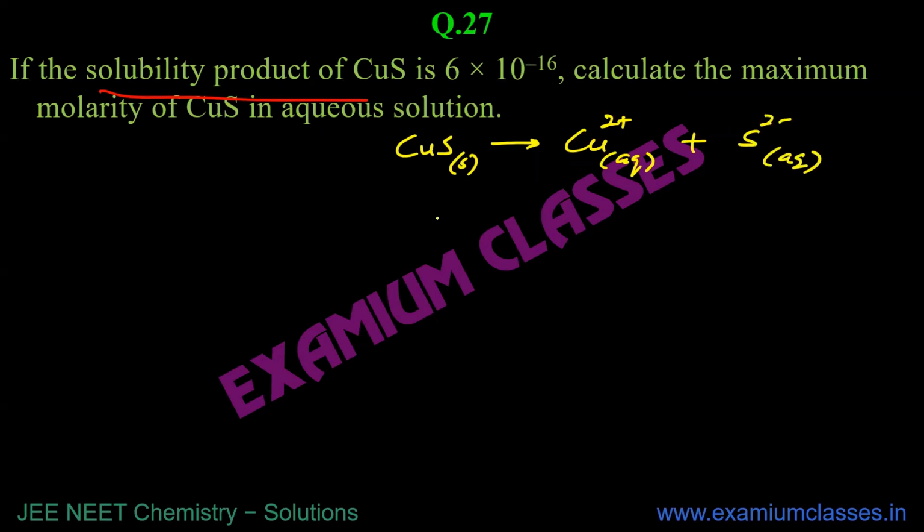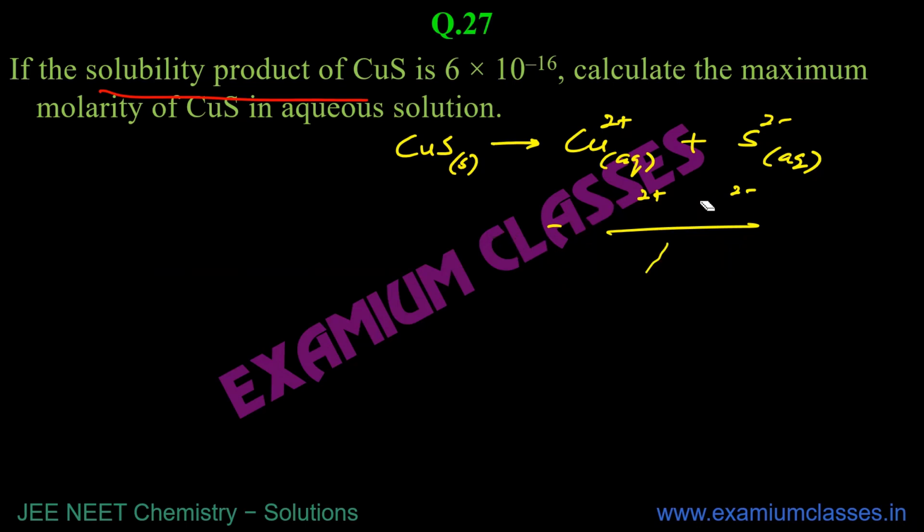And you know that the solubility product here is actually the equilibrium constant. If you write equilibrium constant for this one, what will you write? You will say Cu2+ concentration times S2- concentration divided by CuS solid concentration. So you will not consider this one. This will be 1 because this solid concentration will remain constant during the reaction. We will merge this one here.